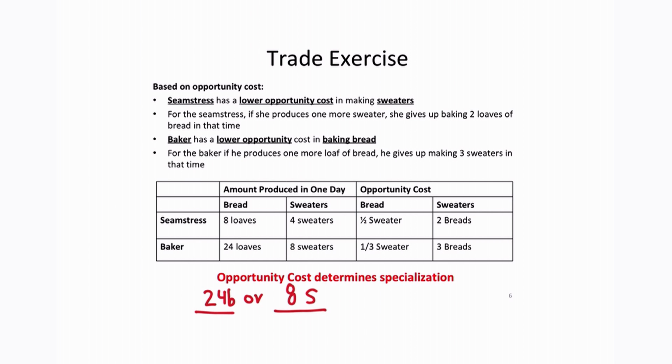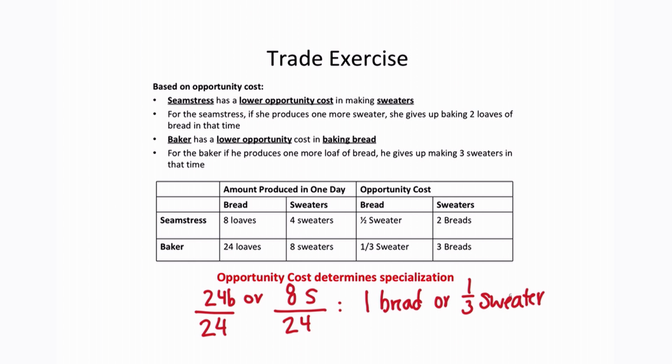So to understand how many sweaters he has to give up to produce an additional loaf of bread, we divide through by 24 so that we see he can produce 1 bread or 1/3 of a sweater. And that's how we get the opportunity costs.